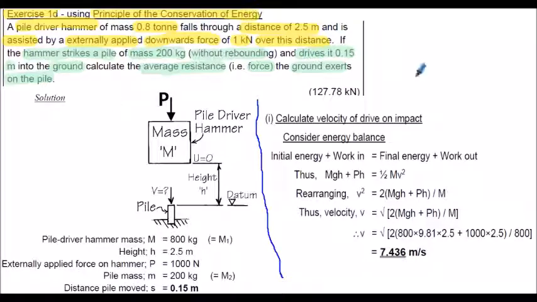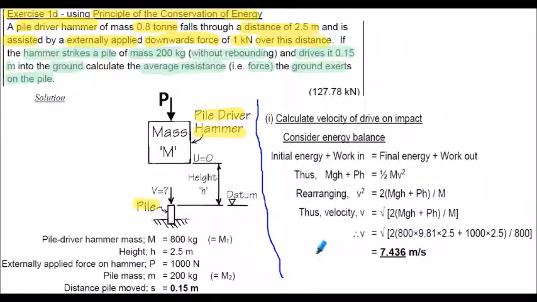So we're going to adopt a three-stage process here. In the first stage of the process, we're going to consider the pile driver hammer falling through a height of 2.5 meters. We're going to calculate the velocity on impact, in other words, just as the hammer is about to strike the pile.